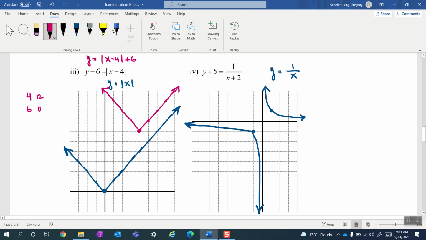Now, invisible to us, but something that does exist in our basic reciprocal function is we have both a horizontal asymptote and a vertical asymptote. I'm going to draw these in, and then I'll talk about them really quickly. Okay, so we've got a horizontal asymptote along the x-axis, and we have a vertical asymptote along the y-axis.